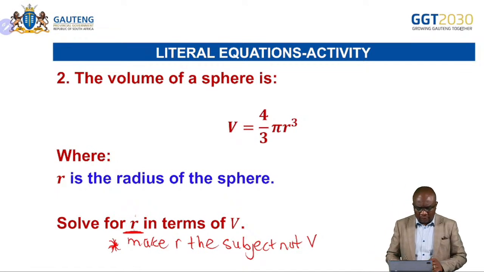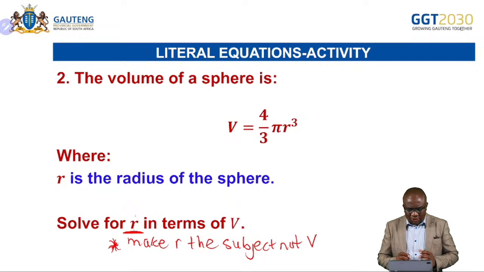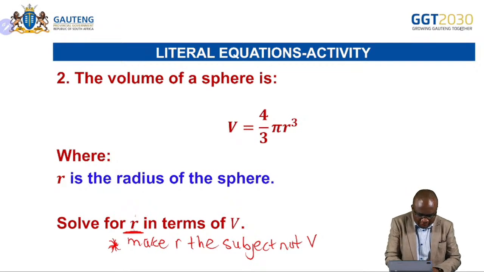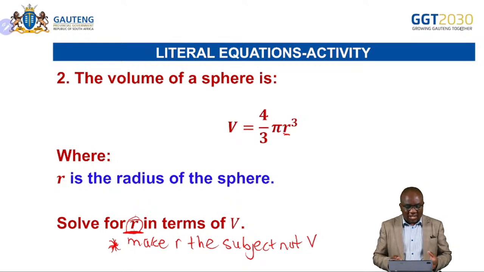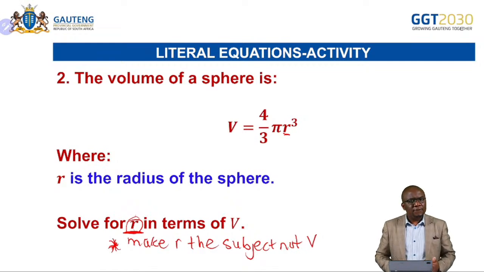Right, now, we want to make R the subject. And R is here. It is attached to 4 over 3. It is attached to pi. And it is cubed. So how do we get rid of 4 over 3?